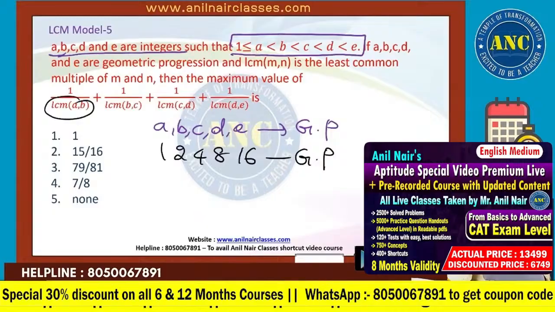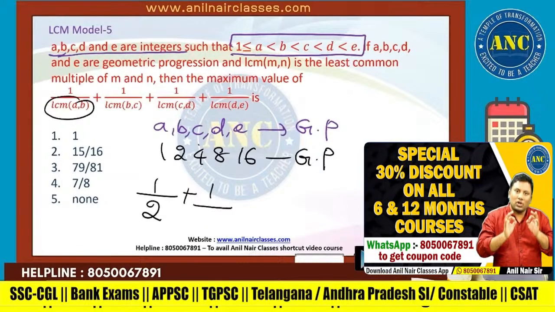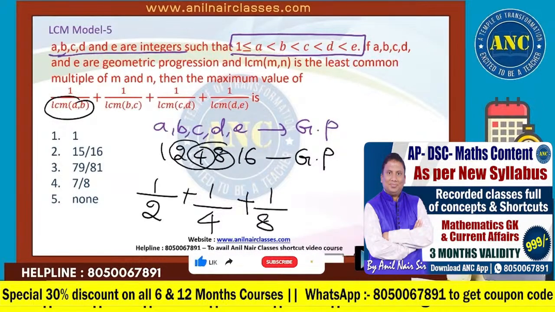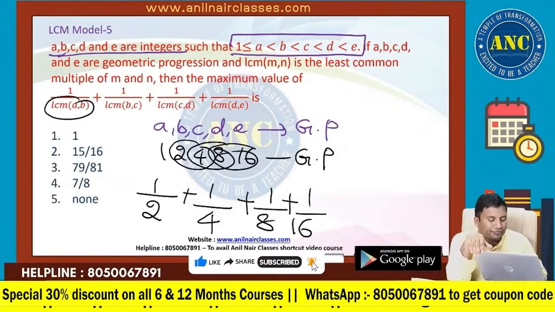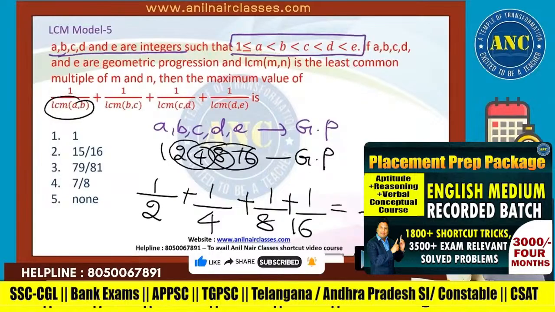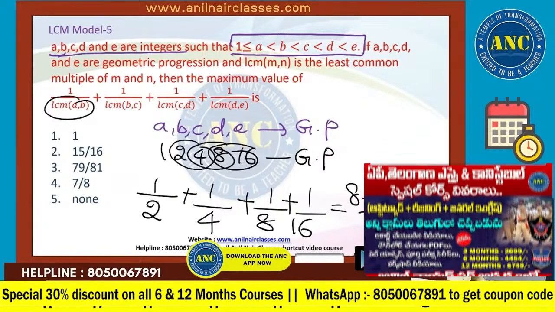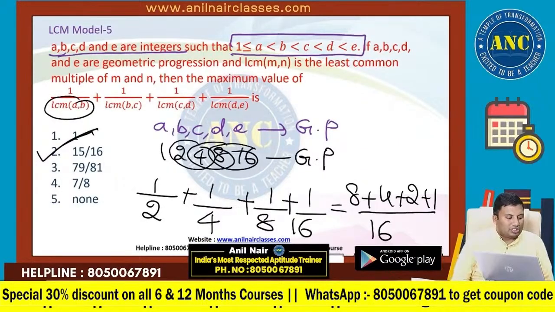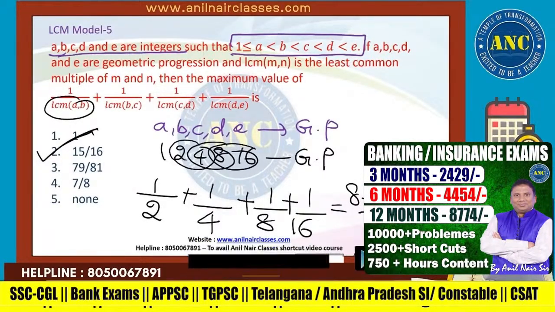LCM of A comma B: LCM of 1 comma 2 is 2. LCM of B comma C: LCM of 2 comma 4 is 4. LCM of C comma D is 8. LCM of D comma E is 16. So 2, 4, 8, 16. If I take 16, then 8 plus 4 plus 2 plus 1. Answer is 15 by 16.